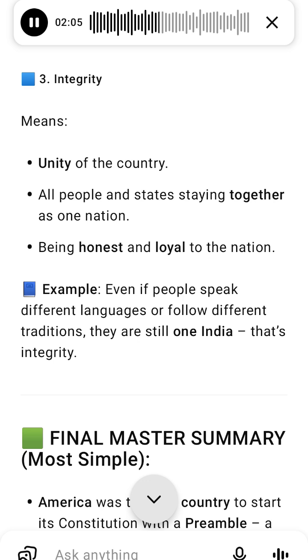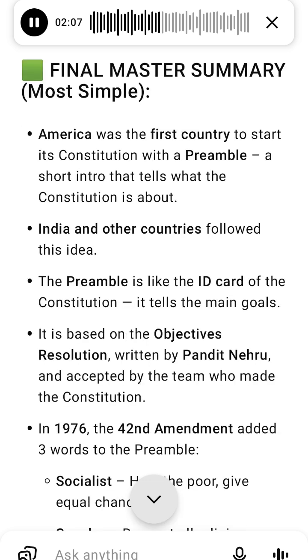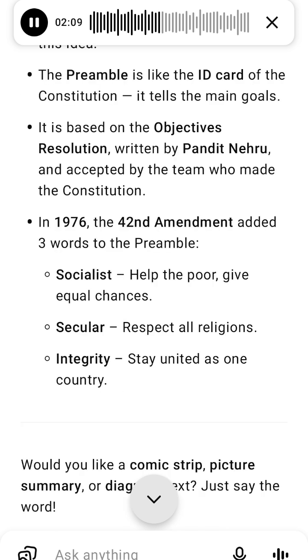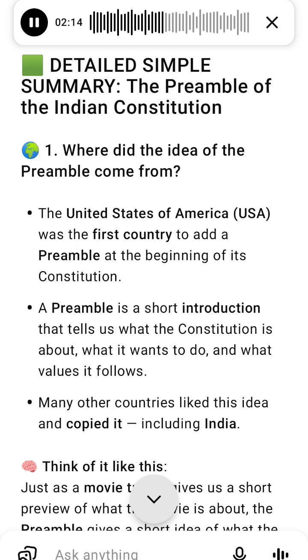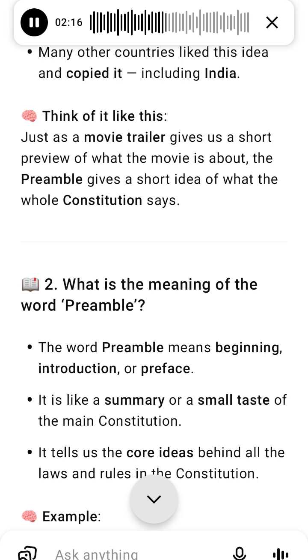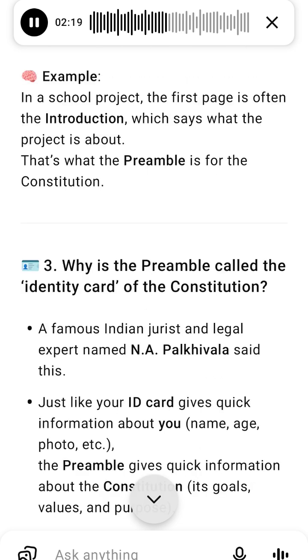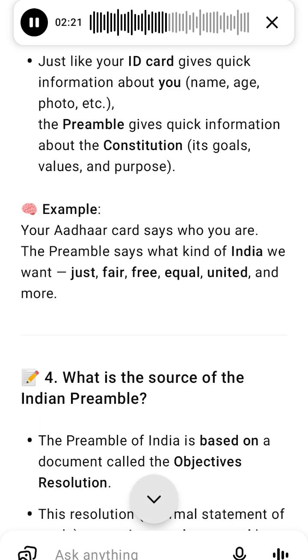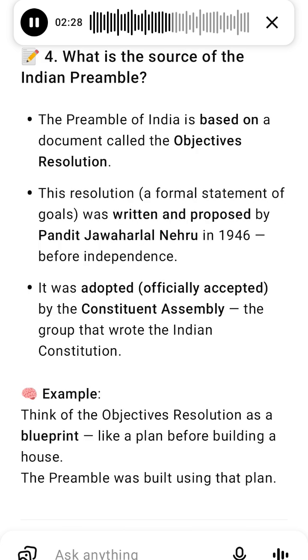4. What is the source of the Indian preamble? The Preamble of India is based on a document called the Objectives Resolution. This resolution, a formal statement of goals, was written and proposed by Pandit Jawaharlal Nehru in 1946 before independence. It was adopted, officially accepted, by the Constituent Assembly, the group that wrote the Indian Constitution. Think of the Objectives Resolution as a blueprint, like a plan before building a house. The preamble was built using that plan.